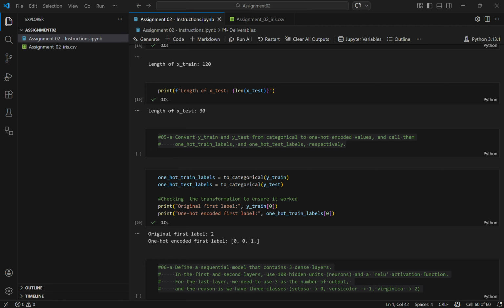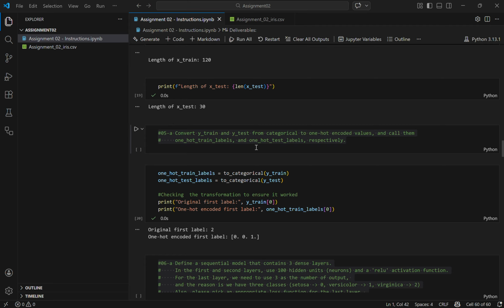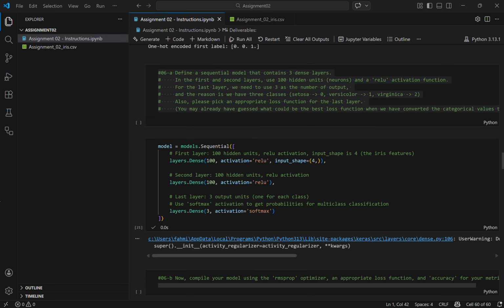To prepare for the neural network, I converted the labels into one hot encoded values called one hot training labels and one hot test labels. And in 6a, I defined a sequential model with three dense layers. The first two hidden layers use 100 neurons and ReLU activation, while the final output layer uses 3 units with softmax.